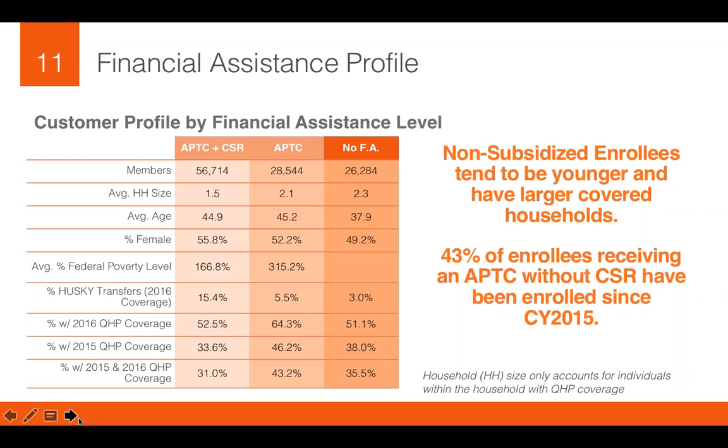In terms of the population which receives APTC, we see that they experience the longest continued coverage without a gap. So about 43% of this population has retained coverage since 2015. So they've been customers for over 2 years in a row. So a good sign there from a retention perspective.